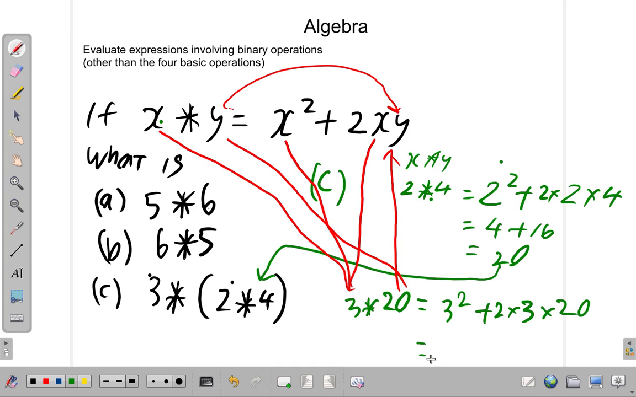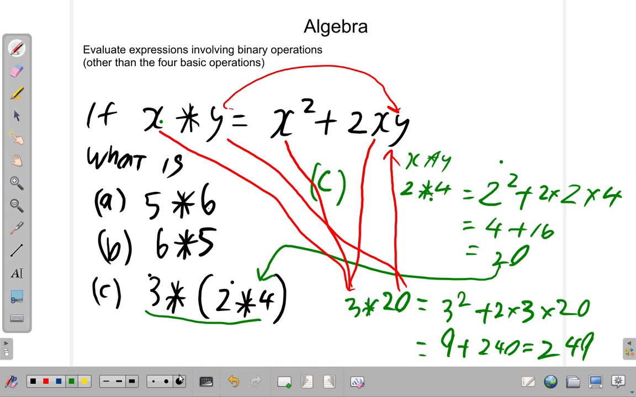So you have 3 squared, which is 9, plus 2 by 6, 12. 12 by 20: 12 by 2 is 24, then you add the 0, which is 240. So what you have is 240 plus 9, which is 249. Alright? So you have 249.